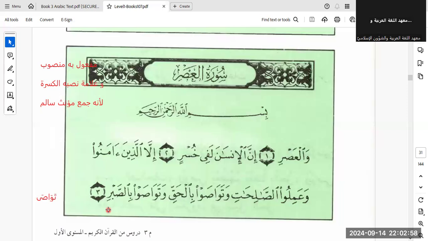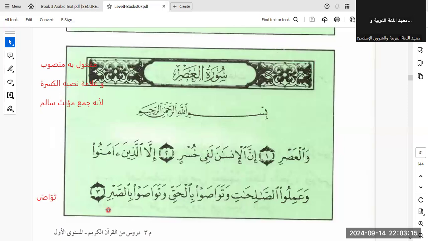Then you have Tawassul Haq, the truth. The Quran talks about enjoining each other to the truth. Here we're talking about Haq. In other places you'll have Ta'muruna bil ma'ruf wa tanhawna anil munkar. So the terminology changes, right? But the idea remains the same.